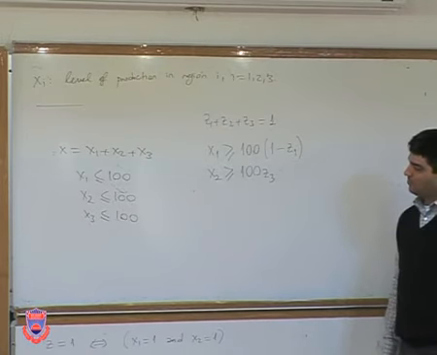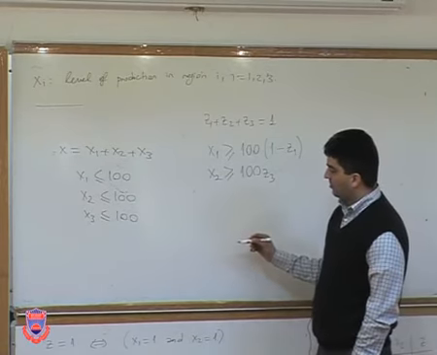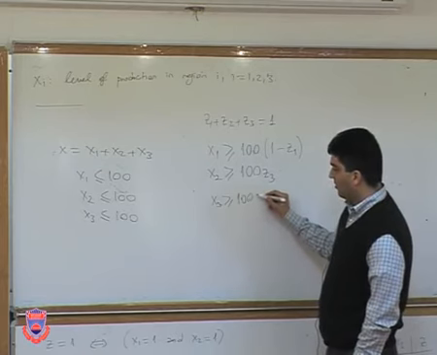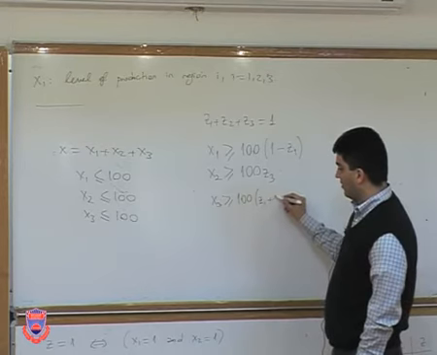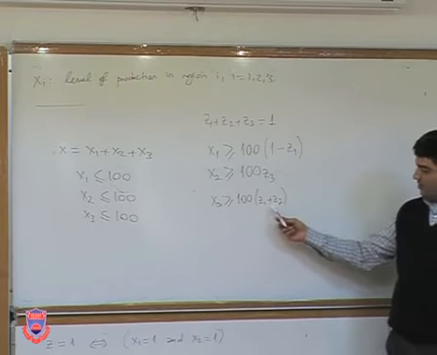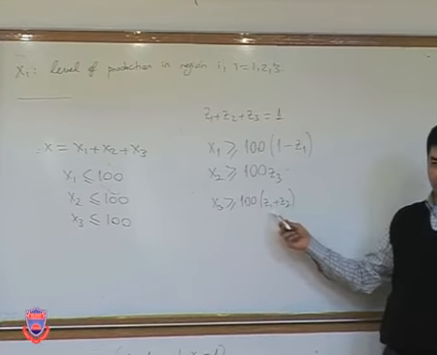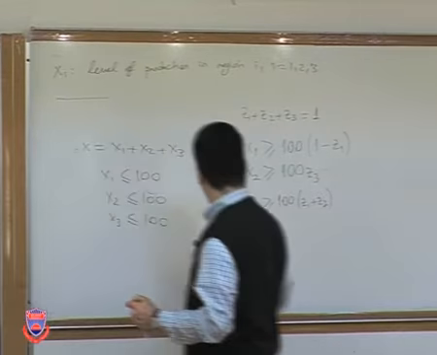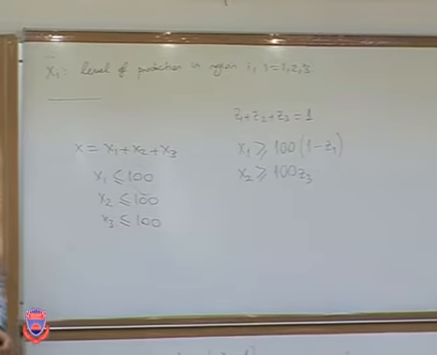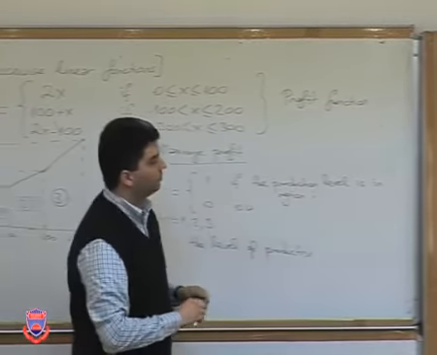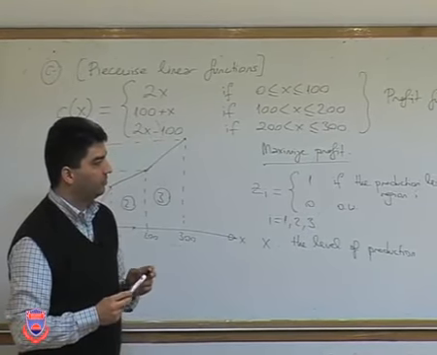x3 greater than or equal to 100 times z1 plus z2. So x3 is greater than or equal to 100 times z1 plus z2. Well, there's a problem with this one. So this one says that if z1 is equal to 1, but z2 is equal to 0, then this is not true actually. Okay? So as a result, this doesn't quite work. Okay, do we need anything else?